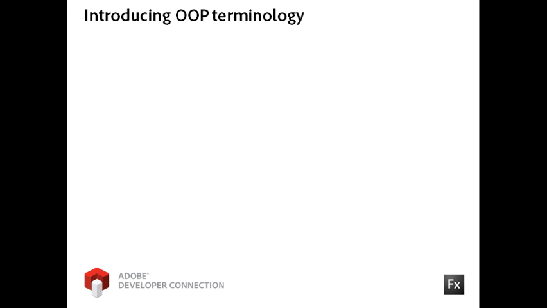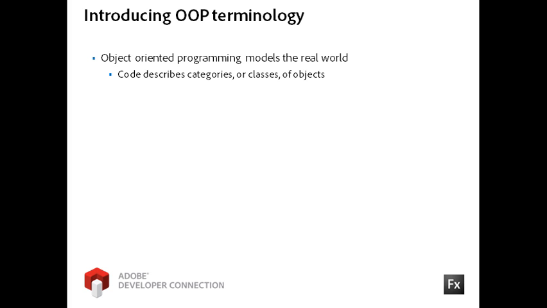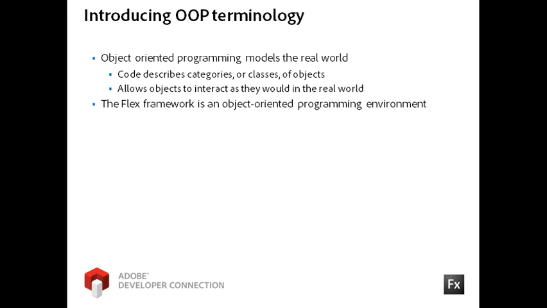A core concept behind object-oriented programming is that problems are easier to solve if you model your programming needs on the real world. In OOP, your code describes the classes of objects involved in a problem to be solved, and then allows these objects to interact as they would in the real world. In this video, I will introduce you to OOP terminology and discuss how classes, objects, properties, methods, and other OOP concepts are implemented in the Flex framework.